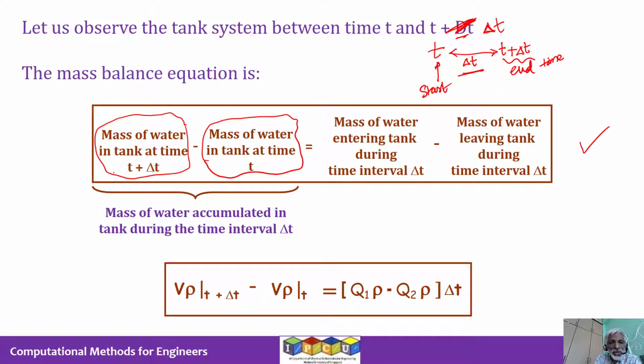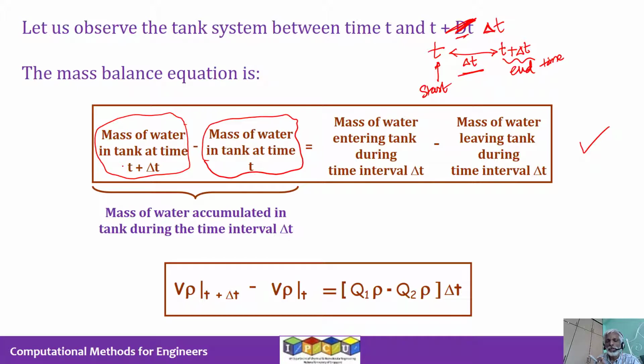So what would the difference give us? The difference between the mass of water in tank at time t plus delta t minus the mass of water in tank at time t will tell us how much water has accumulated in the system during this time interval delta t. So that is the physical meaning of this, right?